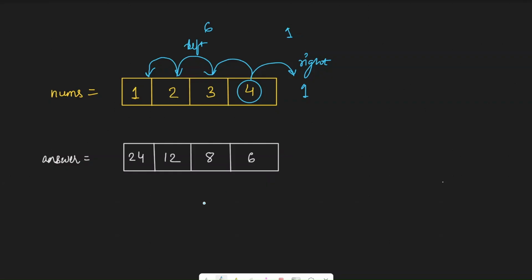So all we are doing is mimicking this operation at all the indexes. We are multiplying left by right, and whatever value comes, we are just using that as an answer. Let me try to explain this again visually.